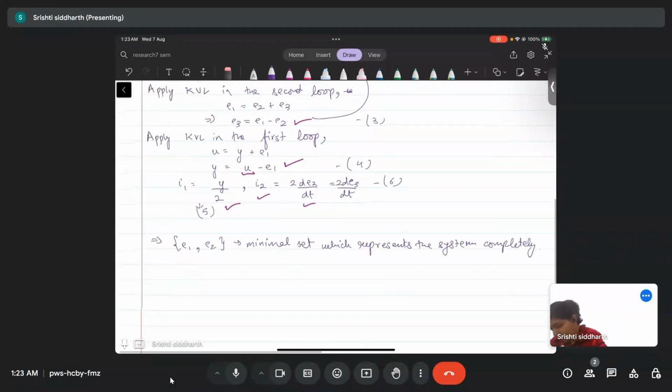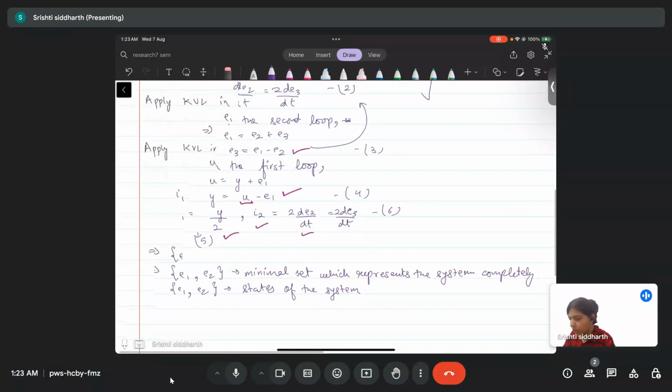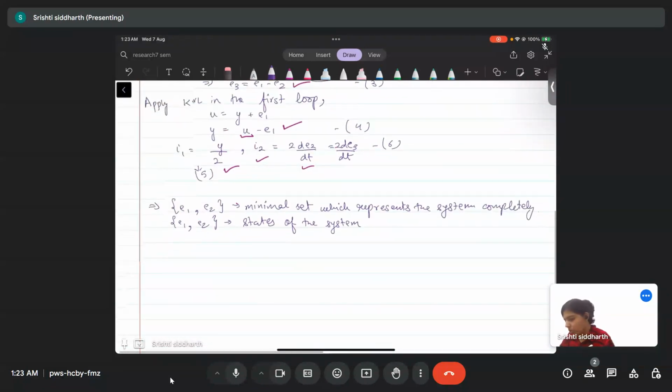Okay. So we give a name to such a set. E1, E2 are the states of the system. So now we know the states of the system. We know what input is. So to get output at time t, from equation 4, if we are taking output across the resistor, then y is simply u minus E1.